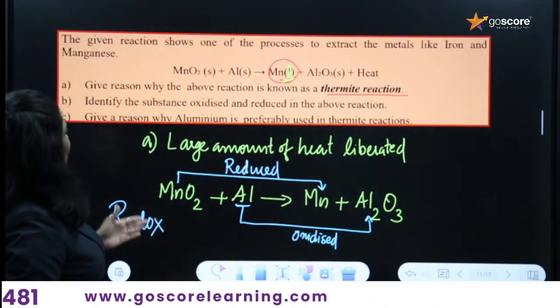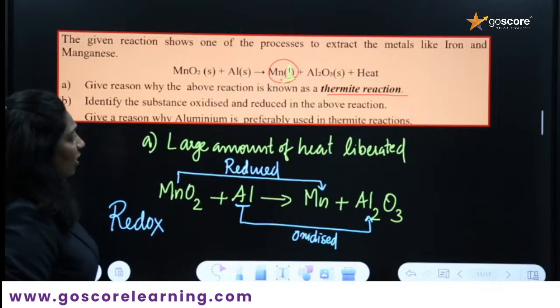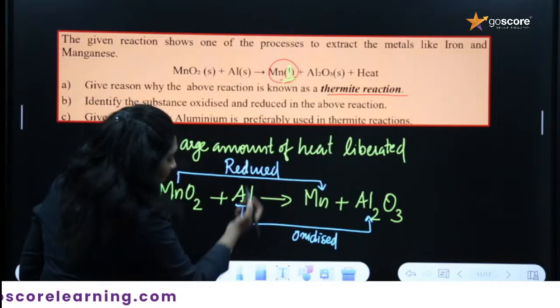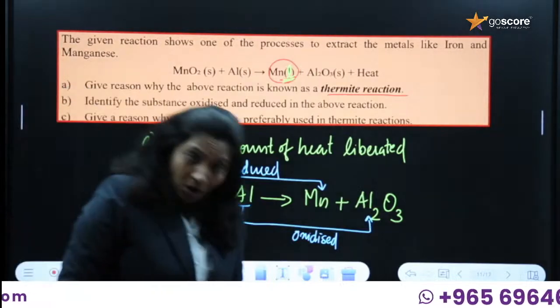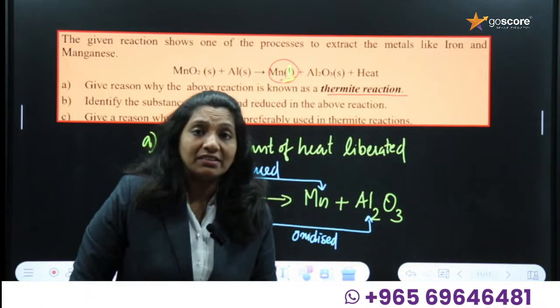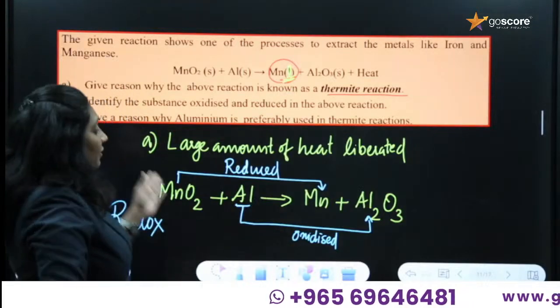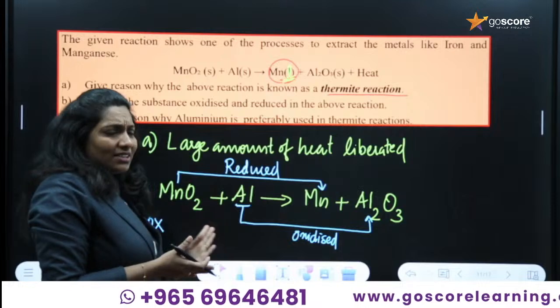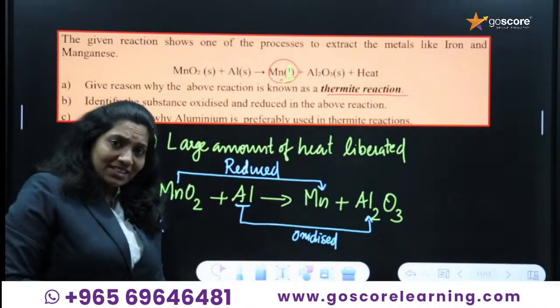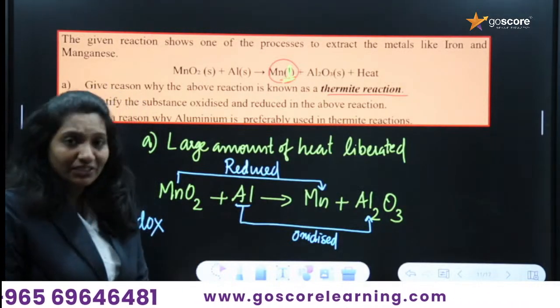So in this one, which substance is getting oxidized? We can say clearly that aluminium is getting oxidized to aluminium oxide, and which one is getting reduced? MnO2 is reduced to manganese, right? So in this, which one is the oxidizing agent and which one is the reducing agent?